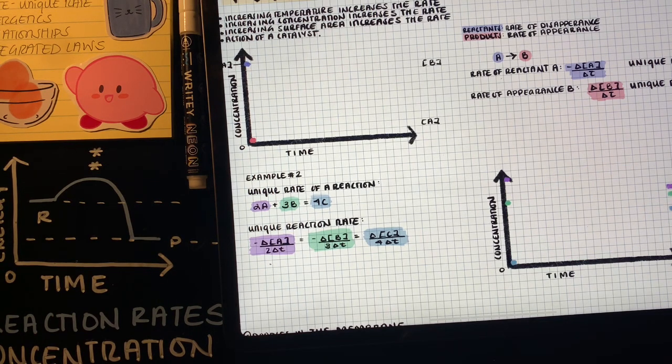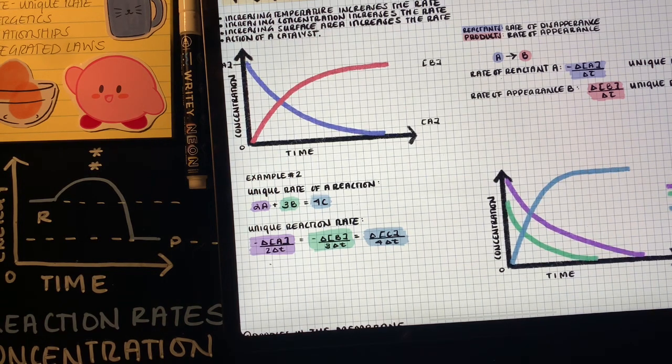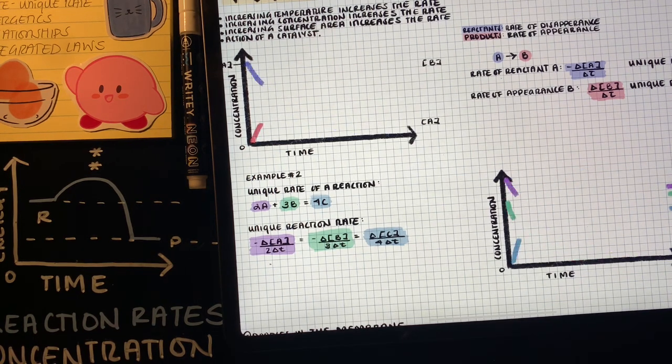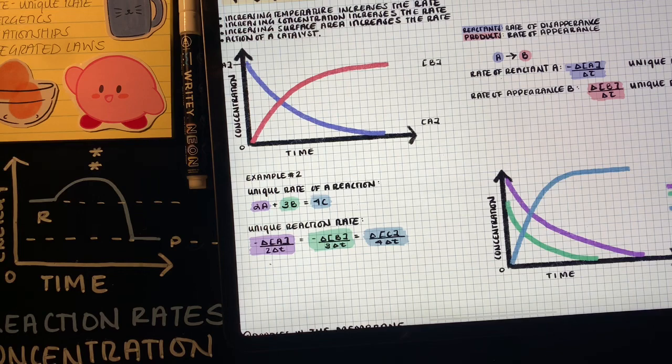One thing to pay attention to is that if we have any coefficients in front of our reactants or our products, we have to make sure to divide the concentration by that number. So in this case, we can see that reactant A has a coefficient of 2, so its rate of disappearance is going to be divided by 2.